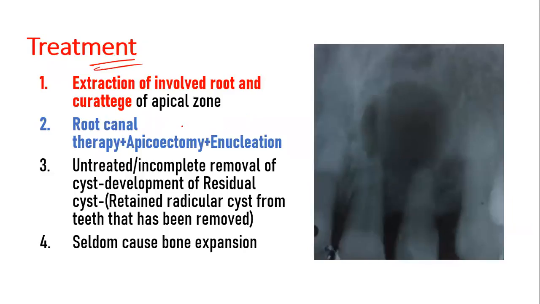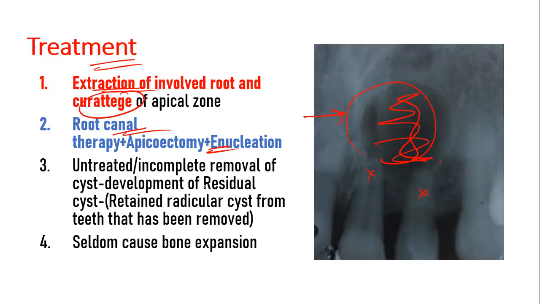The treatment has two lines. One is root canal therapy with enucleation. You do an RCT and then you enucleate it with surgical intervention. And the second is extraction with curettage. So you extract this tooth and then you curette the apical zone, right?